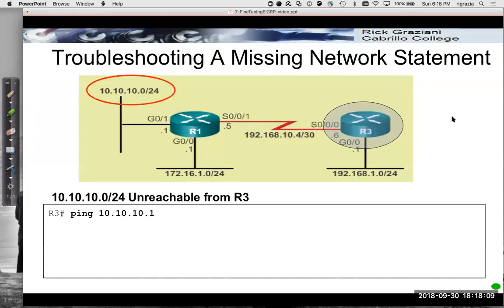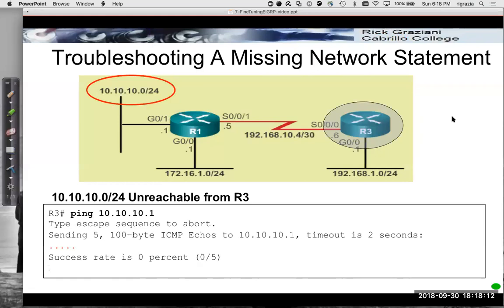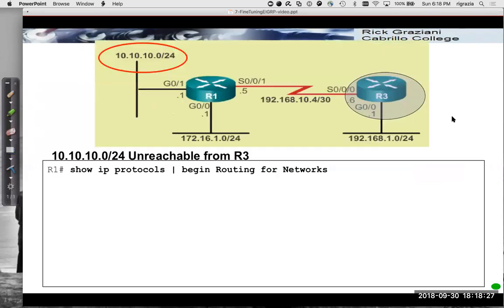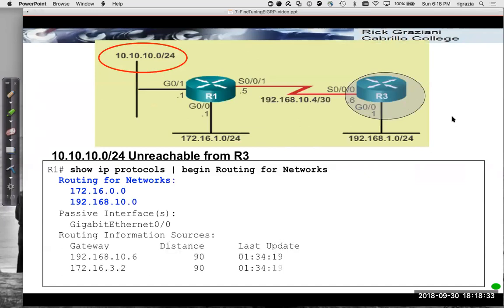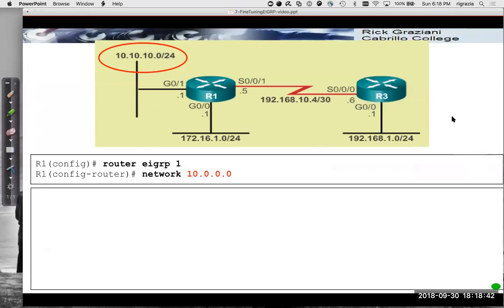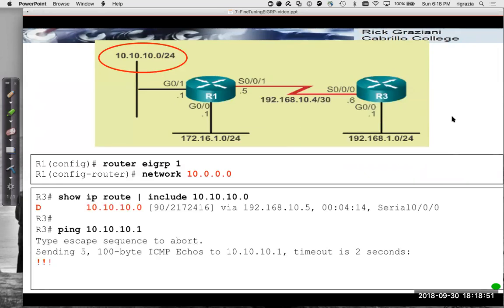Troubleshooting a missing network statement. If R3 cannot ping the 10.10.10.1 network, R1's gigabit 0.1 interface, then what might have happened? It might be that R1 isn't advertising that in EIGRP. On R1 we do show IP protocols, and if I don't see that 10.10.10.0 network, then there's no way R3 is going to learn about it. To correct that on R1, we include the 10.0.0.0 network. We could make it a passive interface, but we have to include it as a network statement. Now R3 can ping it.